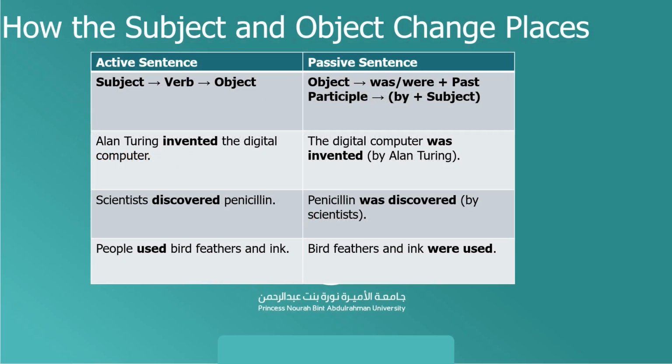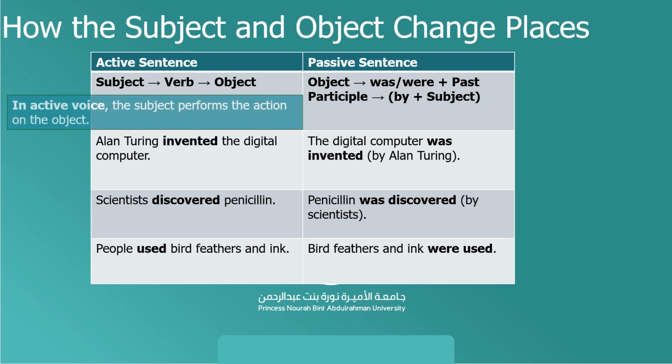Now let's look at the form. So an active sentence starts with a subject, verb, and object, and a passive starts with the object, was and were, and a past participle, and you can add the optional subject at the end.